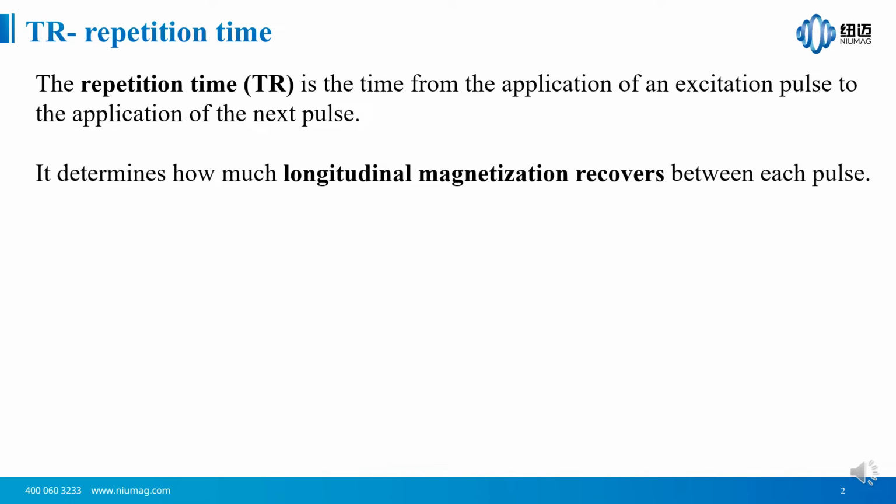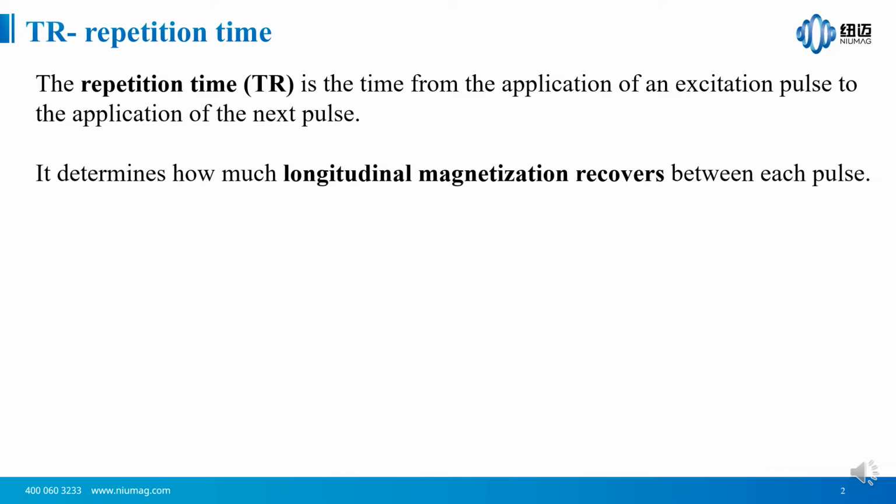So let's start by understanding the basic concept of TR. The repetition time TR is the time from the application of an excitation pulse to the application of the next pulse. It determines how much longitudinal magnetization recovers between each pulse.